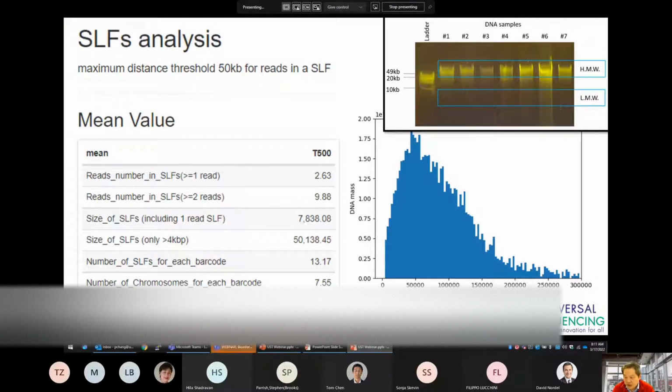We recommend aiming for average overall super long fragment lengths of at least 5 kb, with 8 kb being optimal, to reduce the amount of low molecular weight DNA. When considering super long fragments of at least 4 kb, we also recommend aiming for average super long fragment lengths of at least 40 kb to maximize the amount of high molecular weight DNA.